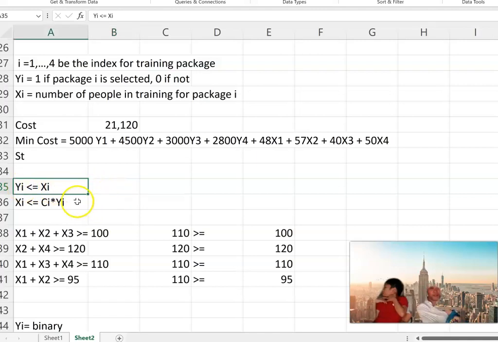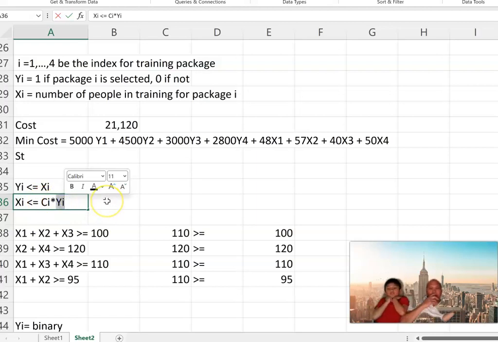Yi must be 0. This one says that if you have a trainee in any of the packages, then yi has to be 1. And this also means that xi cannot exceed the capacity, and at the same time yi cannot be 0. It should be 1.